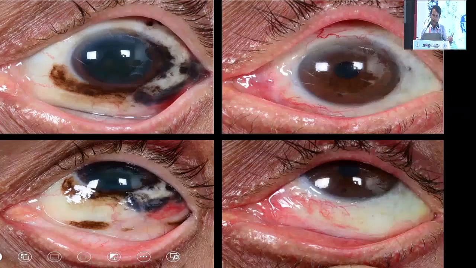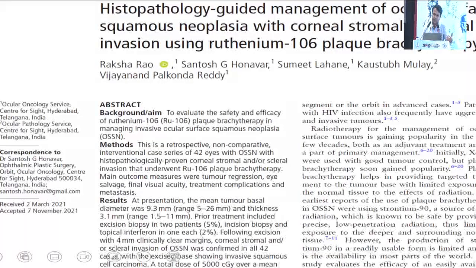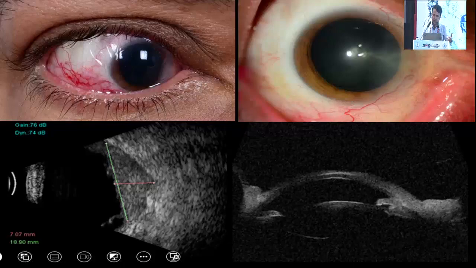I'll skip the video again. Again, we use plaque brachytherapy, but the rotational technique where we treated every bit of the surface of the eye with brachytherapy after excision, and he looks good after 3 years of follow-up. So brachytherapy has about 90% success, which has been recently published in British Journal of Ophthalmology.